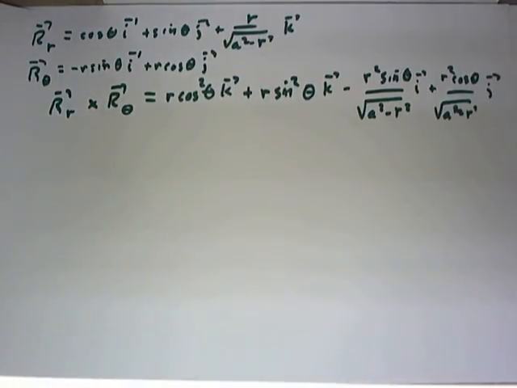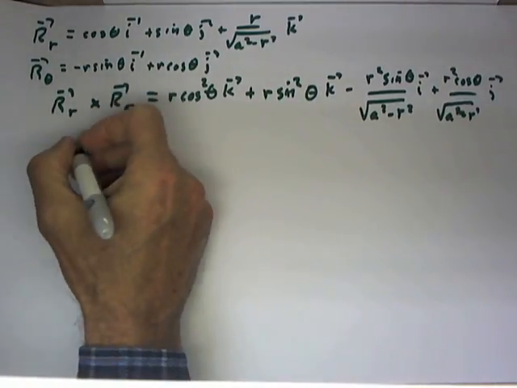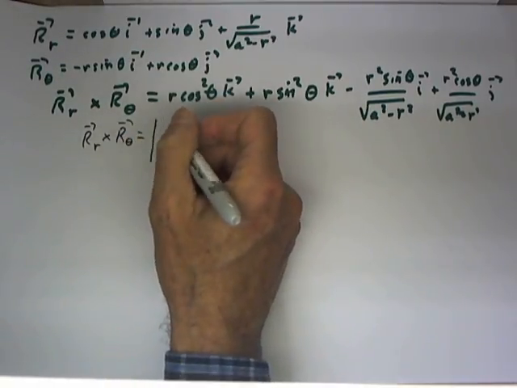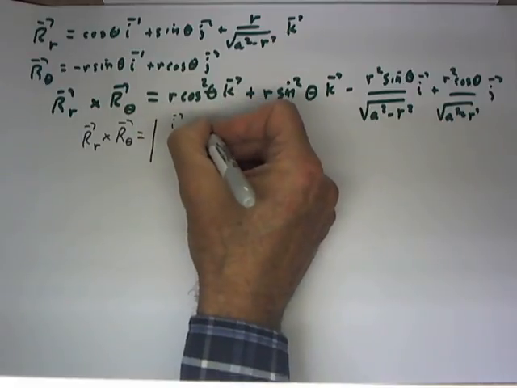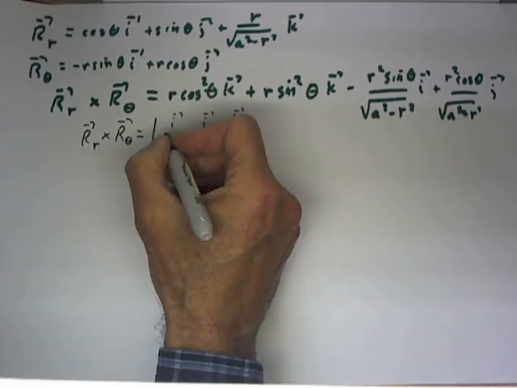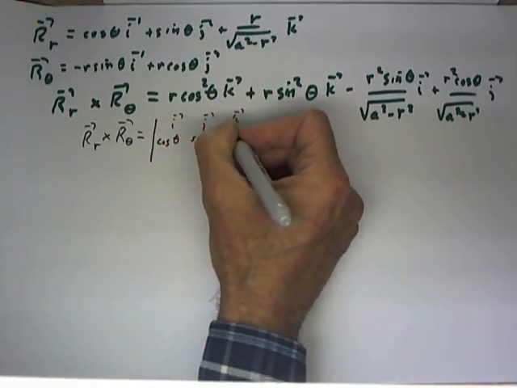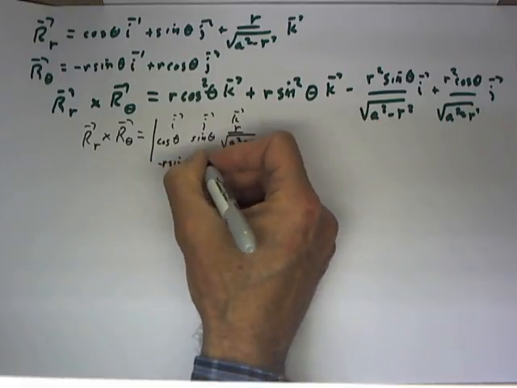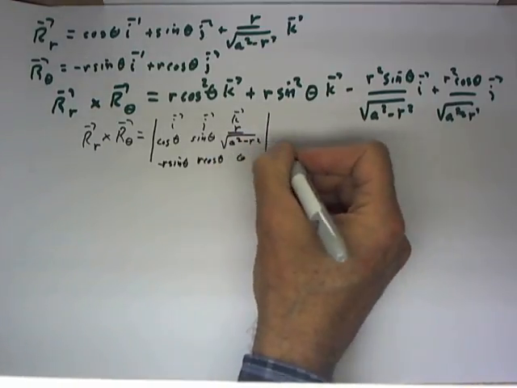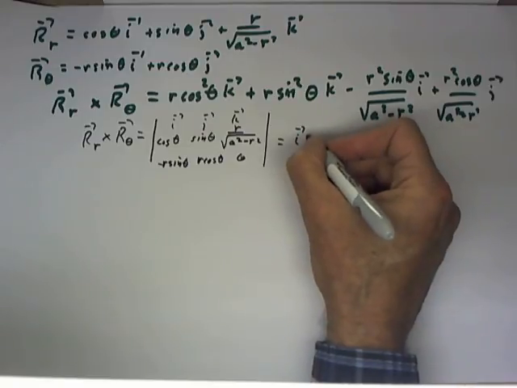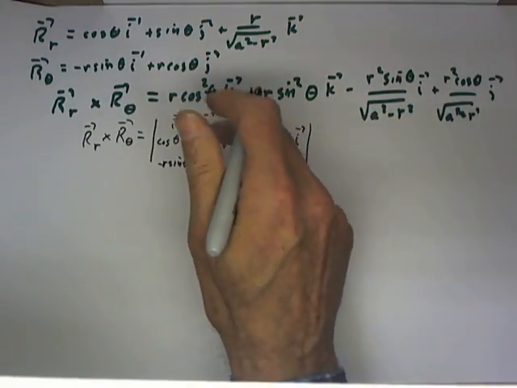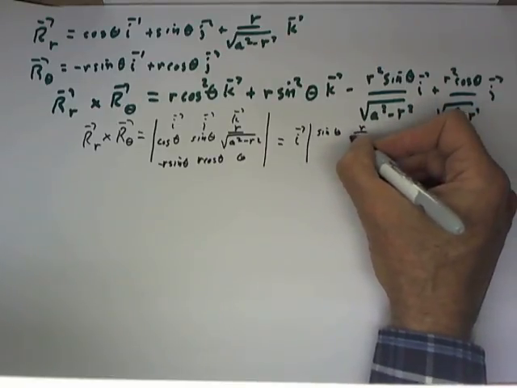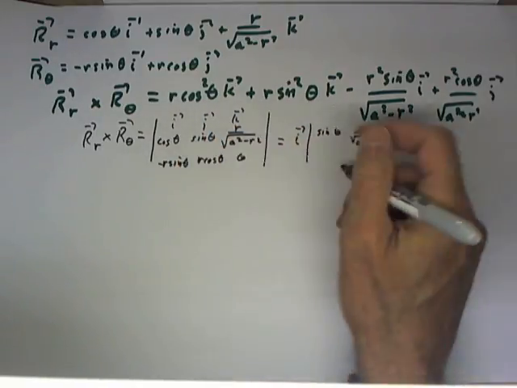Now it really doesn't hurt a thing to verify our work by doing the cross product in determinant form. That's going to be the determinant of the matrix i, j, k, cosine theta, sine theta, r over the square root of a squared minus r squared, and then negative r sine theta, r cosine theta, 0. That's going to be i times the determinant of the minor that we get by eliminating the i row and column: sine theta, r over the square root of a squared minus r squared, and r cosine theta.